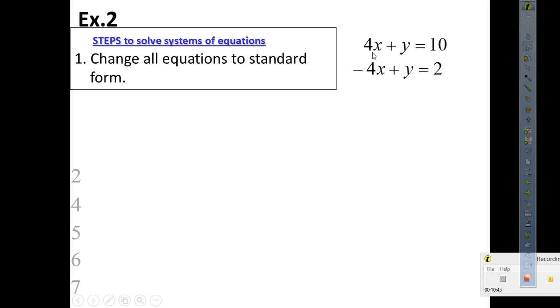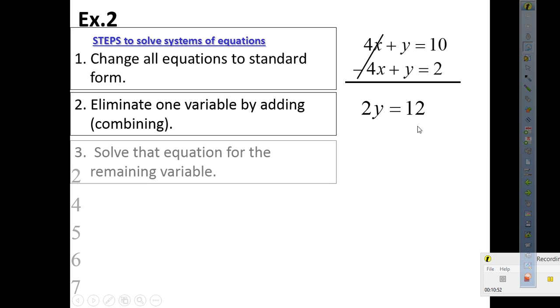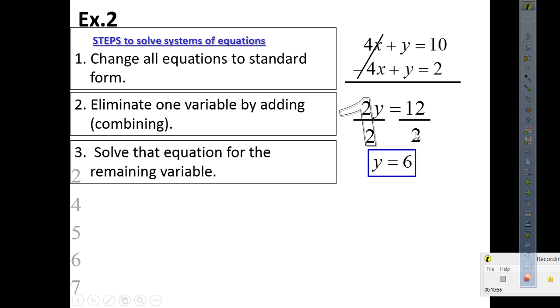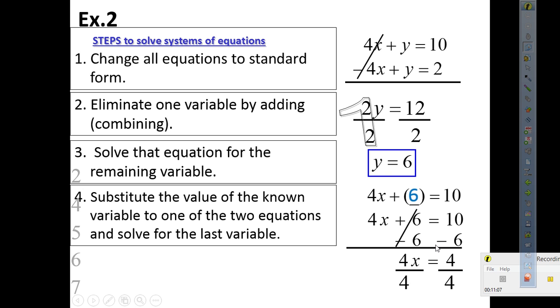And you end up with 4x plus y equals 10 and negative 4x plus y equals 2. Is that correct? Yes. From there, we eliminate the x. We're left with 2y equals 12. Solve for y, y equals 6. Is that correct? Substitute that into one of the two. I'm going to substitute into the top one. Subtract 6 from each side. We're left with 4x equals 4. Divide by 4. x equals 1.